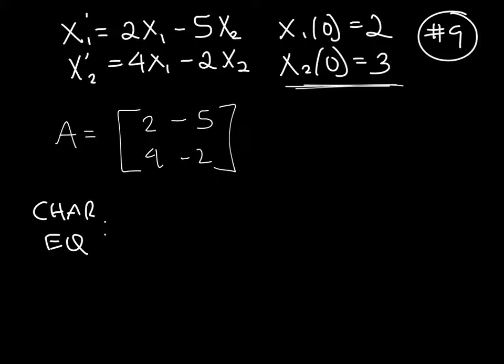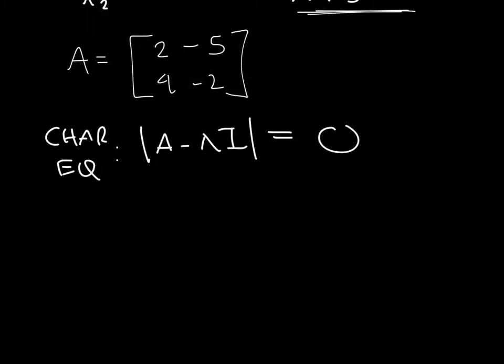Our characteristic equation is basically the determinant of A minus lambda I. These are not absolute value symbols. It means determinant, or if you prefer, det of this guy. And that's going to be equal to 0. Let's go ahead and substitute some values here.